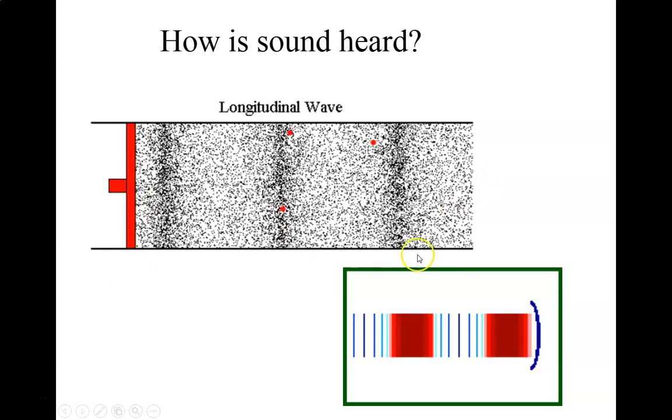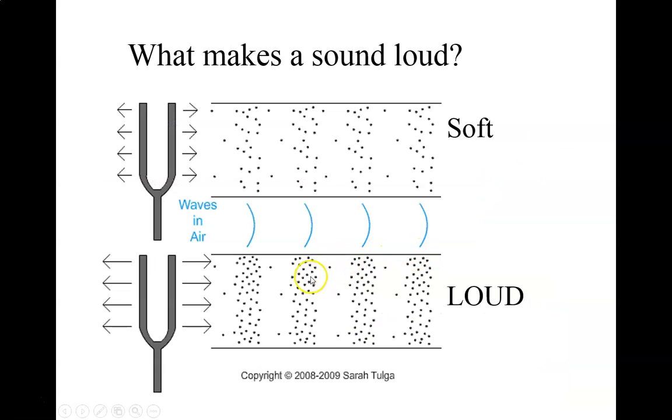So pretty cool. What makes a sound loud? This is a soft sound, and this is a loud sound. What is the difference between these? Well, the loud sound has a higher amplitude. So the speakers, or in this case the vibrating tongs of the fork, are vibrating with a greater amplitude, or wider.